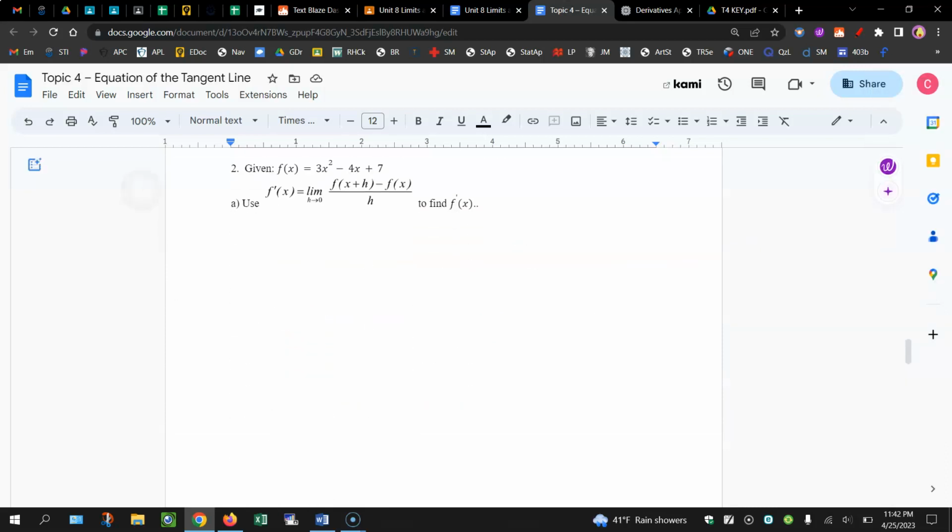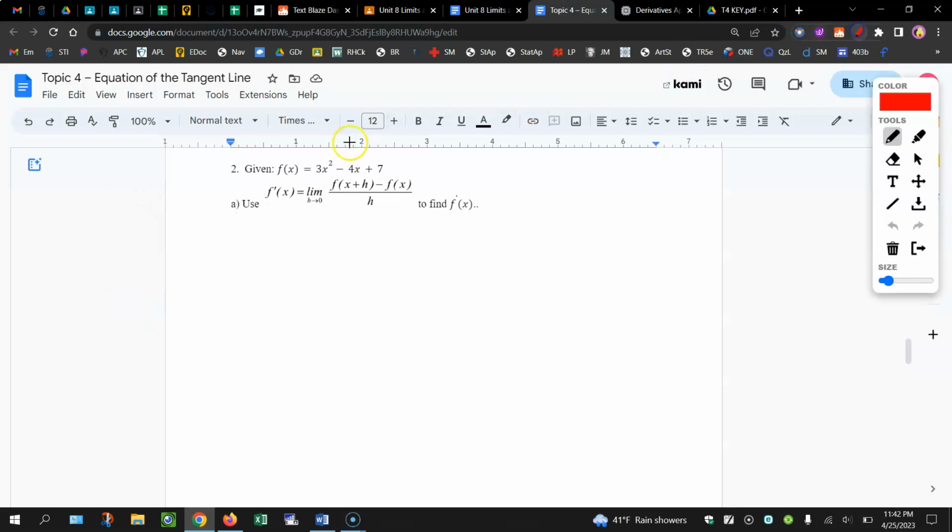So on page 4, really the only difference here that you're going to notice, I've added a constant, or a coefficient, of 3 here. That will make things slightly different when you're finding the derivative. So we have the limit as h approaches 0 of this function.